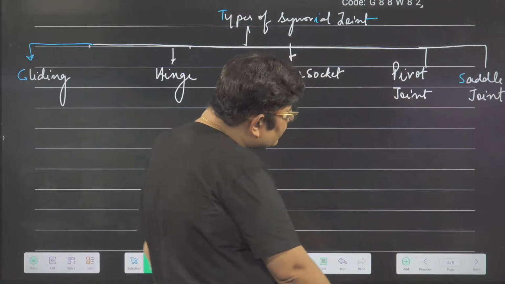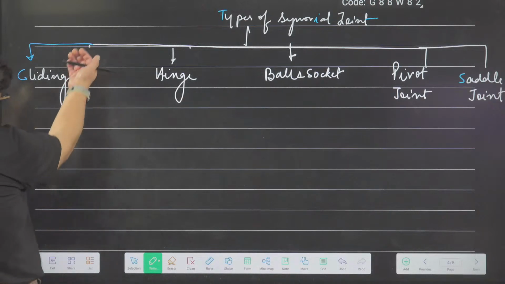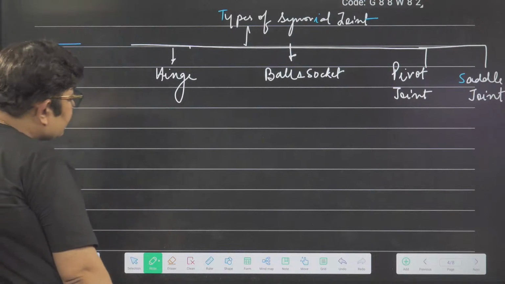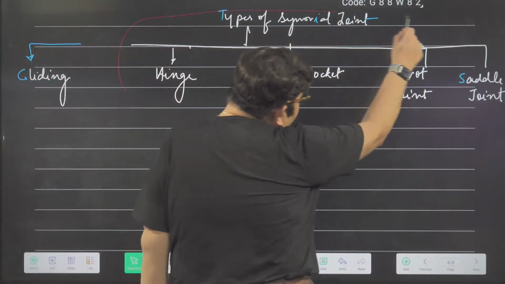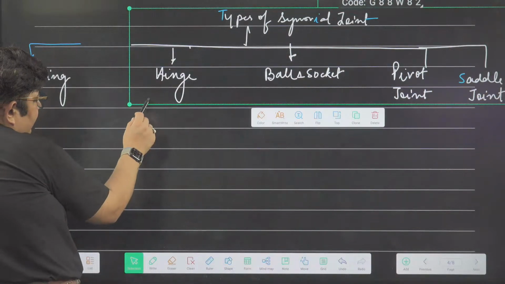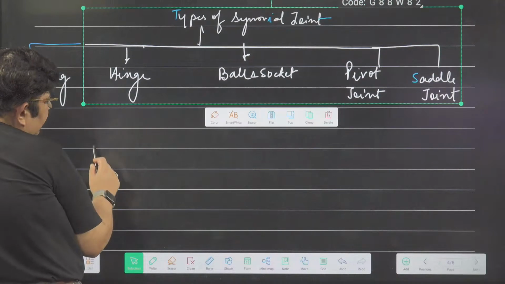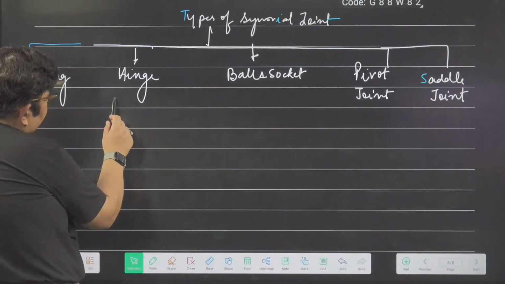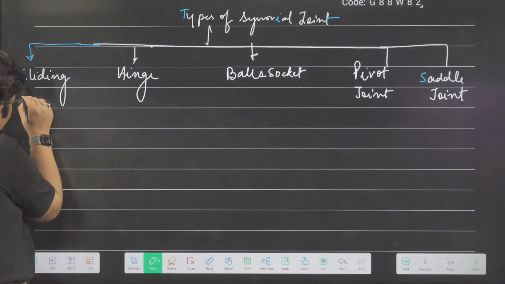And the happy part, not the sad part, is we are supposed to know only the NCERT examples. We are only supposed to learn NCERT examples, okay? So can I expect this from you? Yes, please. Beta, give me the examples of gliding joint. The joint between tarsals. The joint between carpals. Good. The joint between tarsals and carpals.